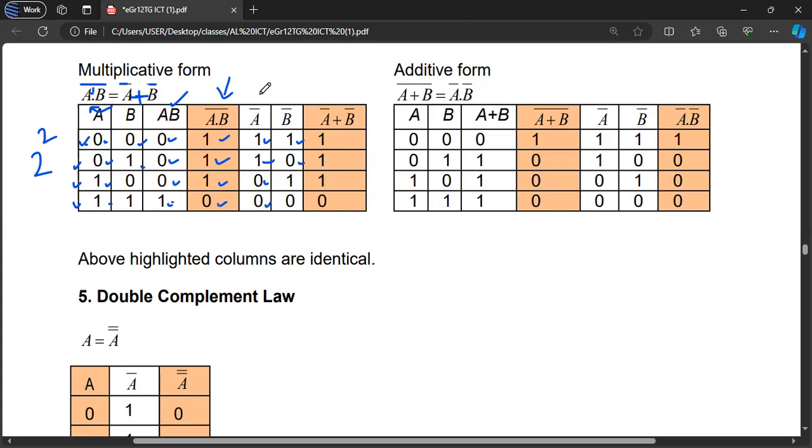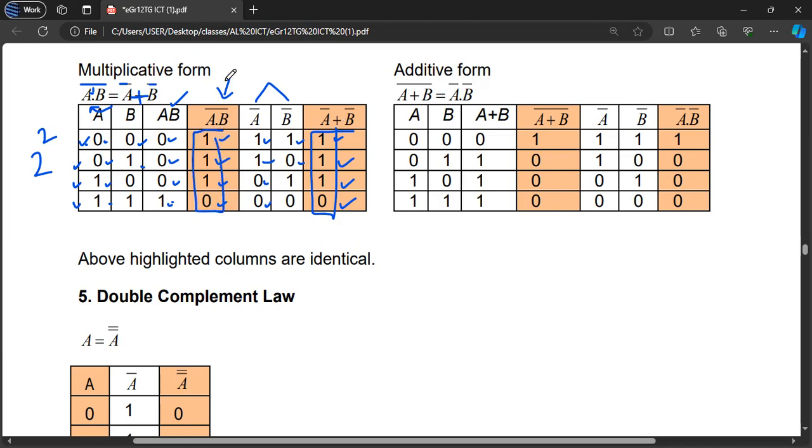Then A bar plus B bar. Then you need to use the OR logic and add both of them. So 1 plus 1 is going to be 1, 1 plus 0 is going to be 1, 0 plus 1 is going to be 1, 0 plus 0 is going to be 0. Now look here, A bar plus B bar, and look at (A dot B) whole thing bar. Both are the same, right?